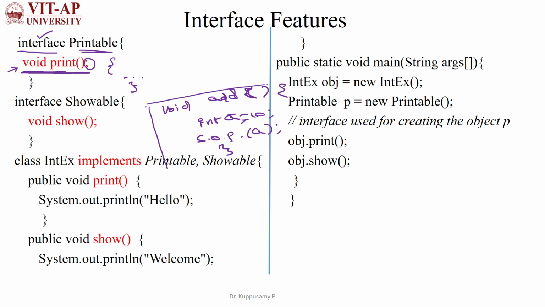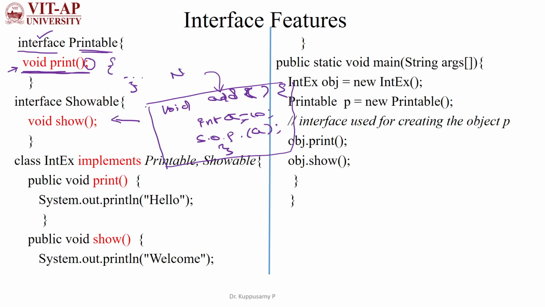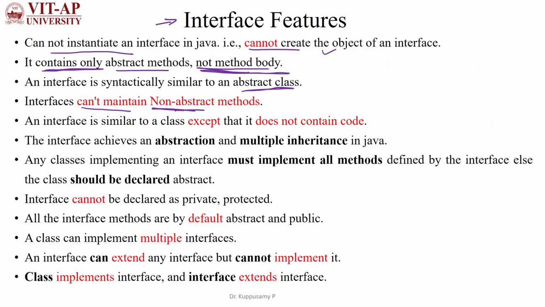So what will happen here is that it will throw an error, because the interface is defining a method with a body, which is against the interface feature. It will not have this kind of method. That's what we are saying: it cannot maintain non-abstract methods. This is called a non-abstract method, or a concrete method. So this cannot be included inside the interface.